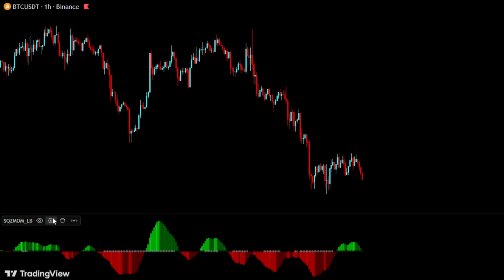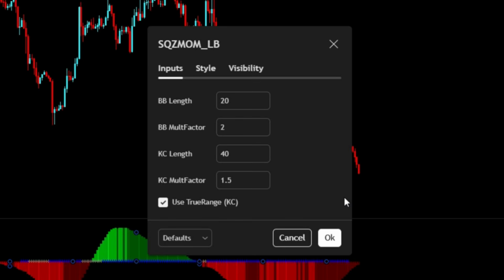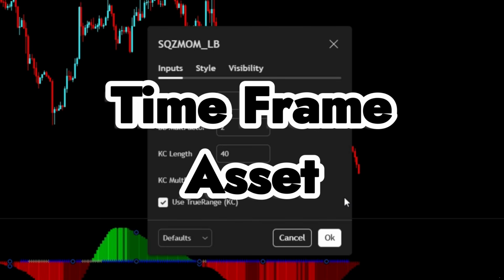If you open the settings menu and go to the inputs, you'll notice there are only 4 main options that affect the indicator's calculation. These settings can be adjusted depending on the asset and time frame you're analyzing.